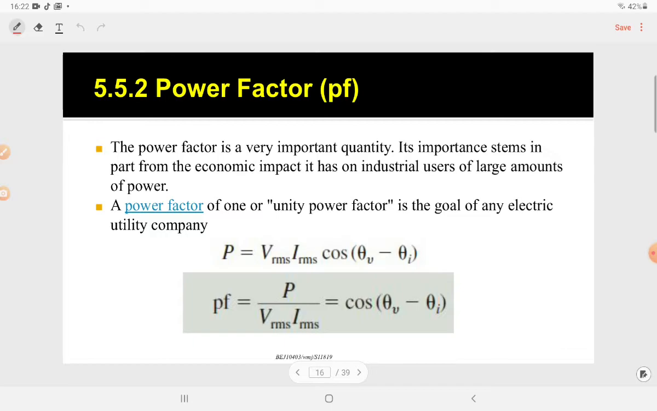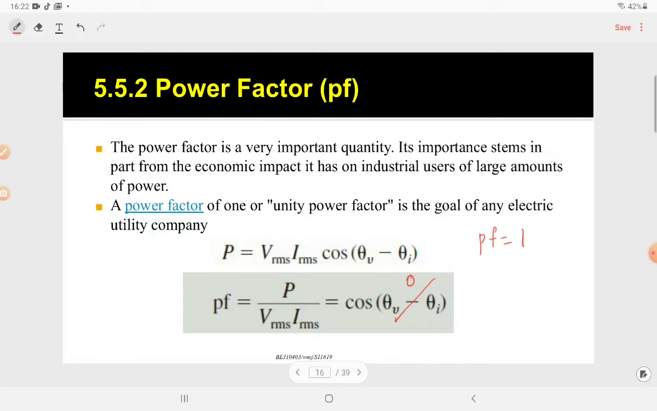So we can say that a power factor of 1, or unity power factor, is the goal of any electrical utility company. So that means, in order to get a power factor equal to 1, if possible, theta v and theta I must be equal to 0. That means there is no lagging or leading load in the system, okay.